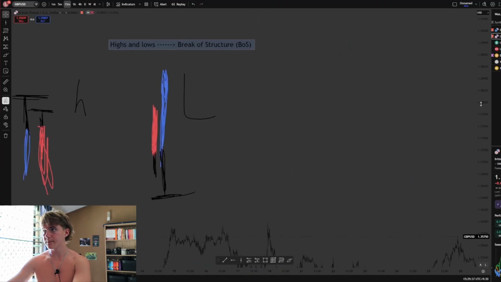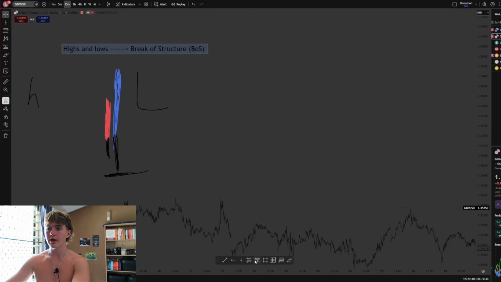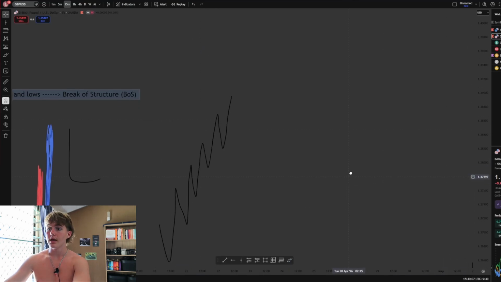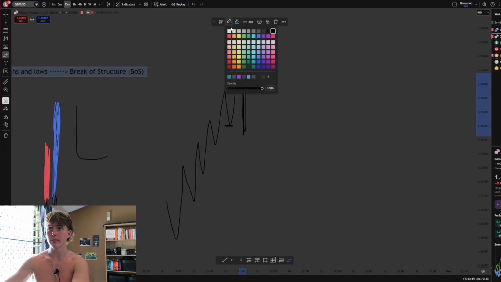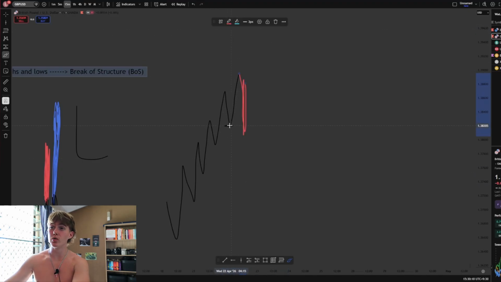Now, a break in structure is basically you have a high. We're in an uptrend, right? We're in an uptrend. Oh no, it's going to be lows in an uptrend. So we have these lows. This is just an uptrend: low, low, high, low, high, high, low, high, high, high, low, high, high. We're going up. A break in structure is this is the wick, and then we get a down candle that closes below the wick.